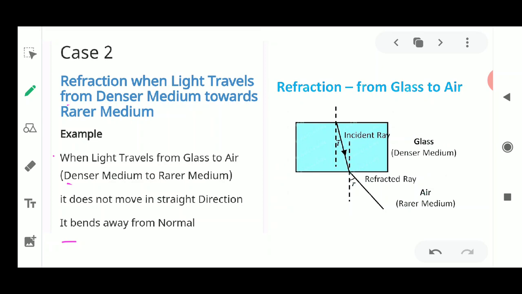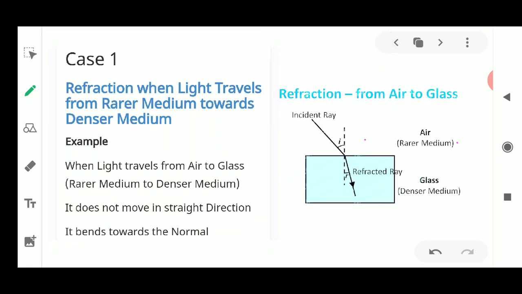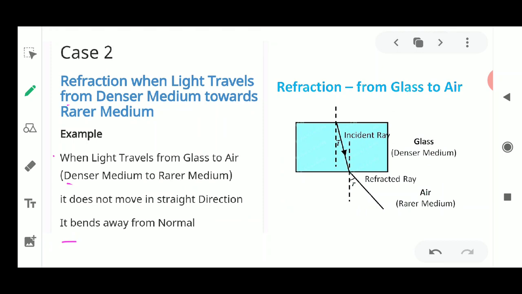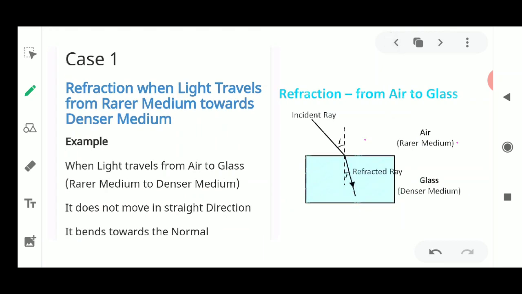Now I think these two cases are very clear to all of you, and you have seen how the light is incident and then refracted once, then again incident and refracted once more. So what about the angle of incidence? It is the angle made between the incident ray and the normal, which is this. And the angle of refraction is between the normal and the refracted ray, which is represented by r. So this i and r concept is also very clear to all of you.